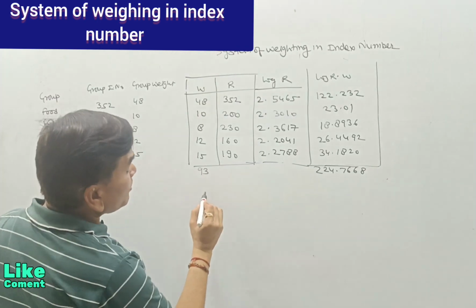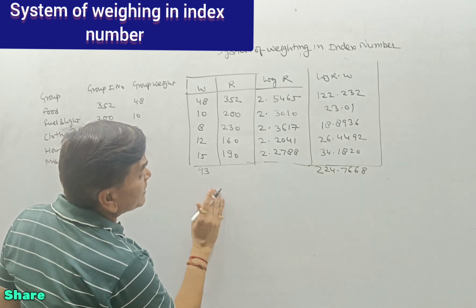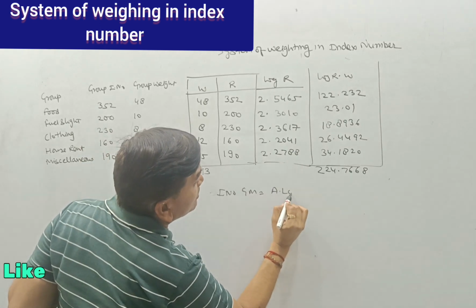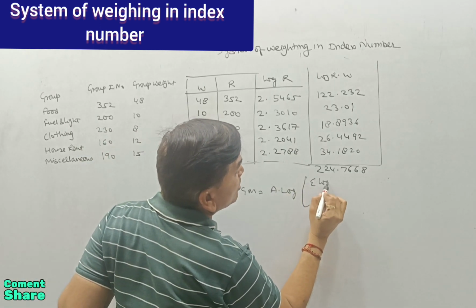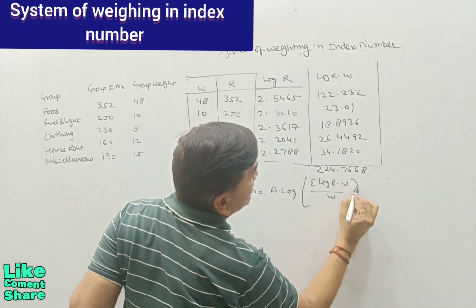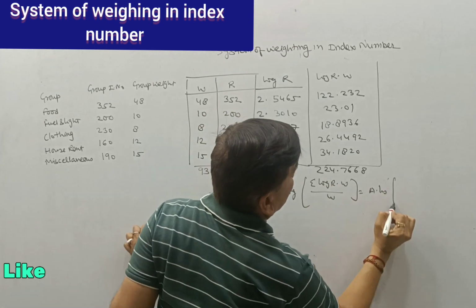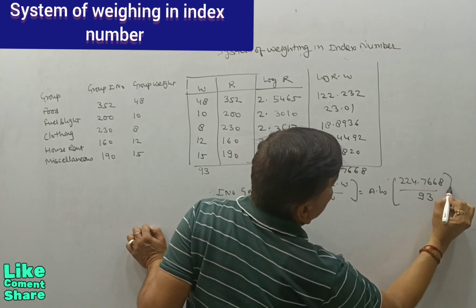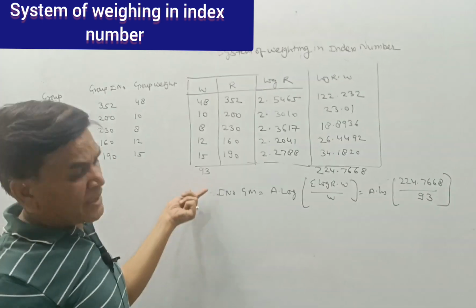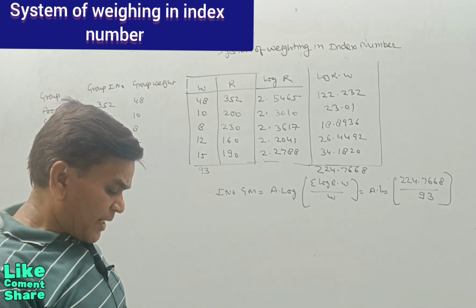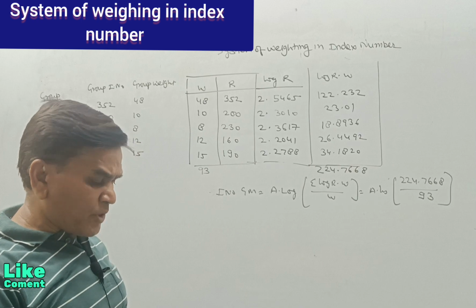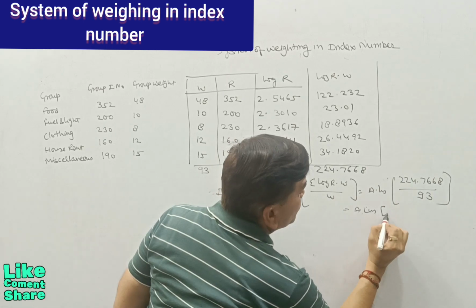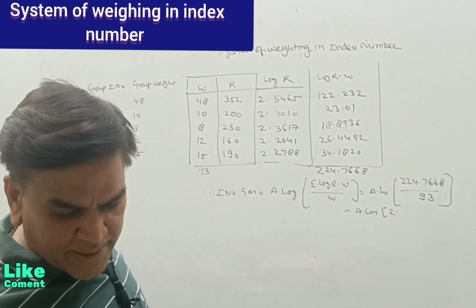Now the geometric mean index number is anti-log of sigma log R multiplied by W divided by sigma W. So the anti-log of 224.7668 divided by 93, we know that the sum of W is 93. Dividing by 93, we get 2.4168. So the value whose anti-log we need is 2.4168.